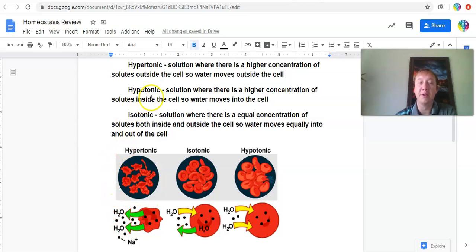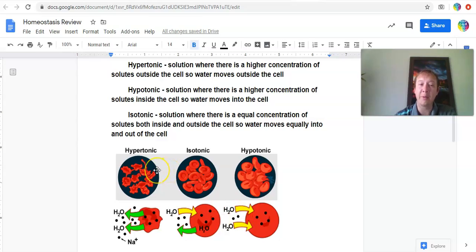Then we have a hypotonic solution, which is basically when the concentration is higher inside the cell. If we're looking over on the right, we still have the 4 on the inside, but only 2 outside. So the water wants to move into the cell to try and spread these out a little bit further to be equal to the outside.